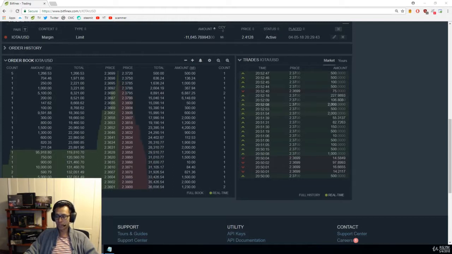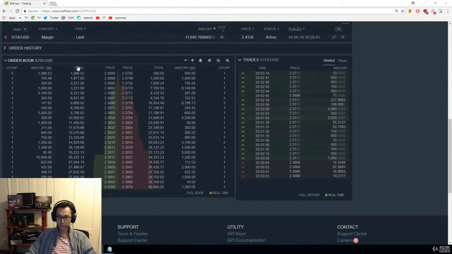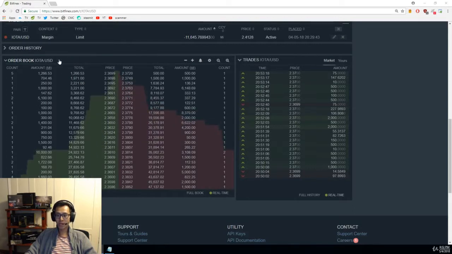This $2.37 range right here is completely hidden from the public, and we don't see how much he's actually selling. We don't know the total amount he's selling at that price. We don't know the cumulative amount either. So do you guys remember? Test yourselves, okay? What does this column refer to? If you said that this column right here, the amount, it refers to the amount that is being sold at this particular order, at this particular price, okay? Now, this right here is the cumulative amount, okay?